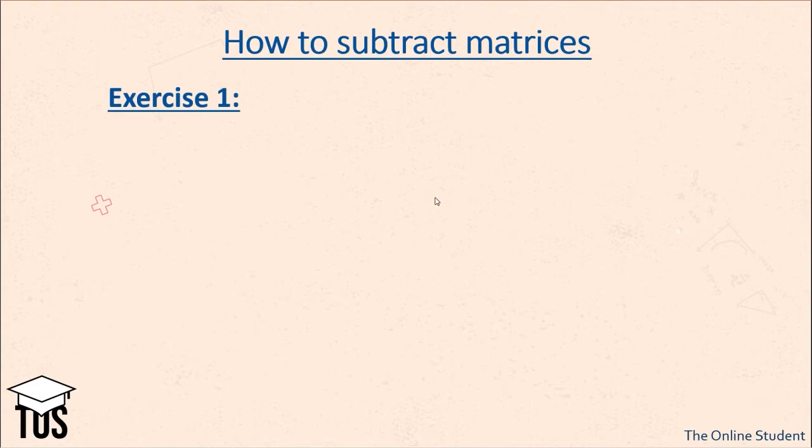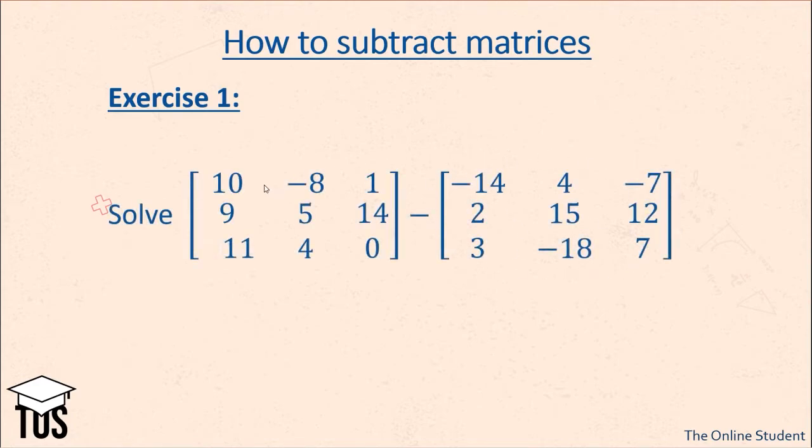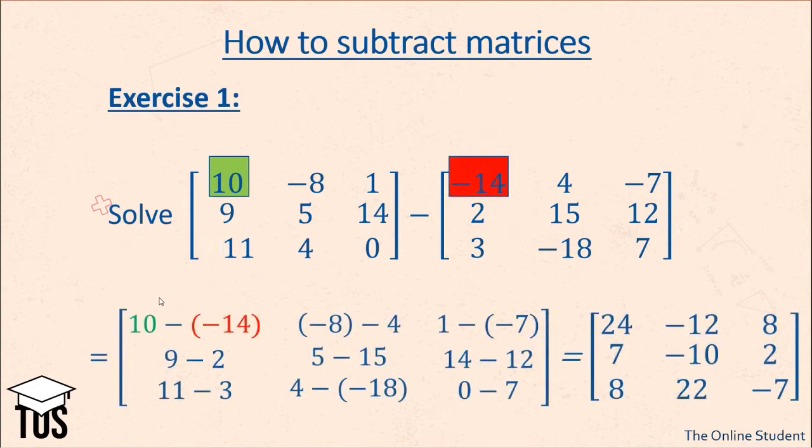Let's try an exercise. We have to subtract this second matrix from our first matrix. The method is similar, so we take the element on our first row, first column, which is 10, and we subtract it with the element of our first row, first column of our second matrix, which is minus 14 in this case. So in our resulting matrix, this is equal to 10 minus minus 14, which is 24. Another example, minus 8, we subtract it with our corresponding element, which is 4. So we have minus 8 minus 4, which of course is minus 12. The method is really similar and quite easy.